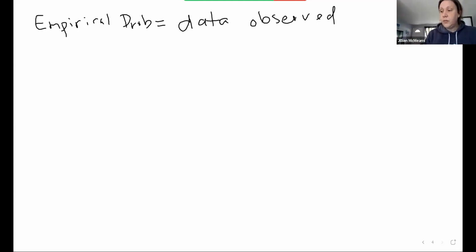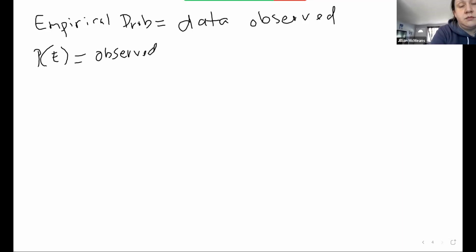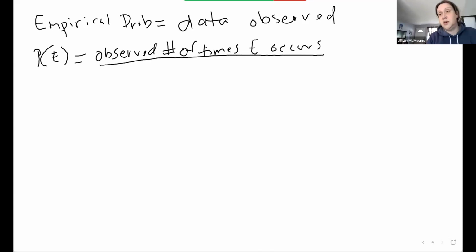All right. So if we want to write this out, the probability of some event occurring, we want the observed number of times whatever the event is, however many times that occurs that we witness. And I swear that says occurs. It looks like an a, but it's occurs, okay? And then we want the total number of observed occurrences.